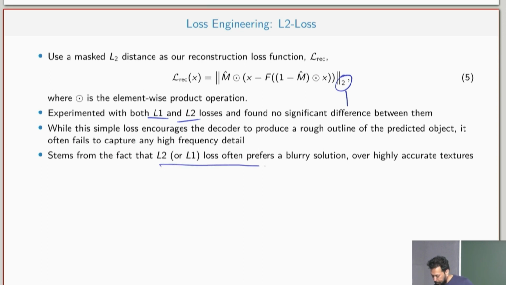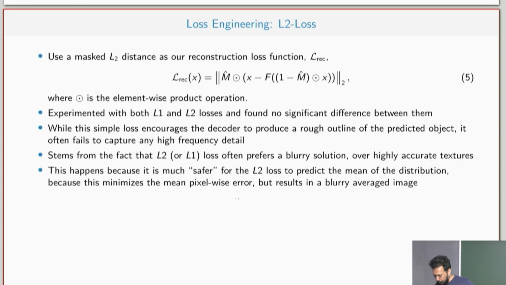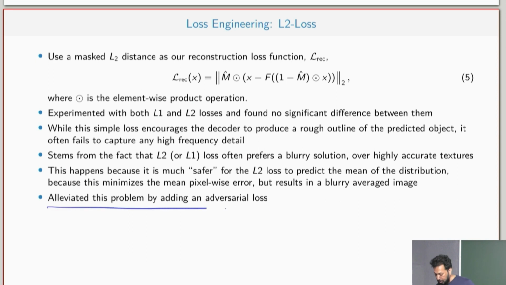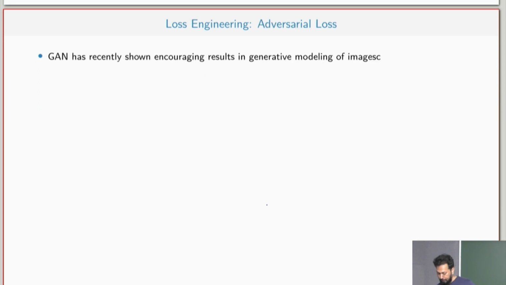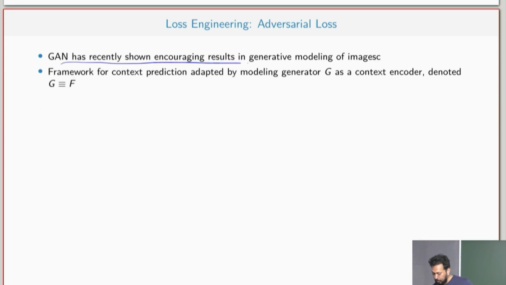L2 loss often prefers a blurry solution over highly accurate textures, because that's the problem of L2 loss. That's a well-documented problem with L2 loss. It produces blurry images as the reconstructed image. To alleviate this problem, we added adversarial loss. GAN has recently shown encouraging results, as we have seen.